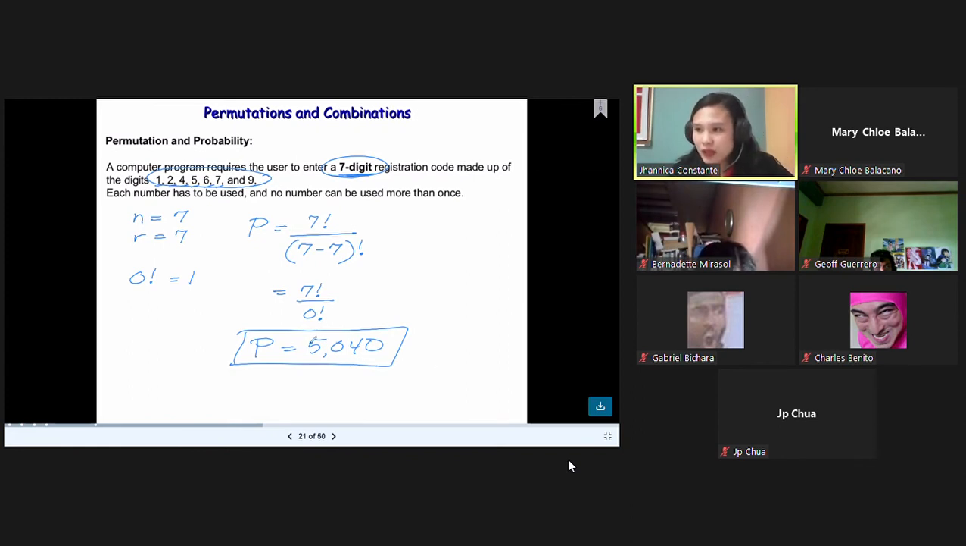So that is 5,040. That is how you solve for permutation, as long as you can identify in the problem if the order or the arrangement is important. You need to identify whether the arrangement is important or not. If the arrangement is not important, that is combination. But if the arrangement is important, that is permutation.